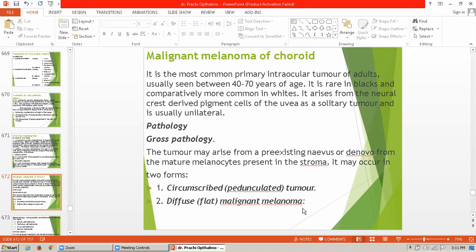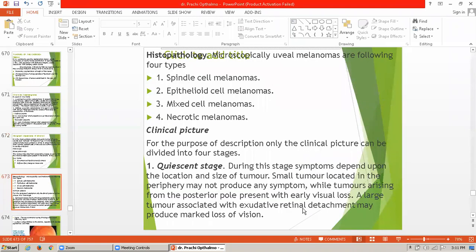So this is the gross pathology, and histopathologically, that is microscopically, uveal melanomas are of the following four types. That is, first one is spindle cell melanoma. Second is epithelioid cell melanoma. Third, that is mixed cell melanoma. Fourth is necrotic melanoma.